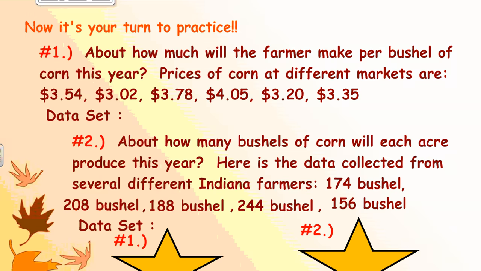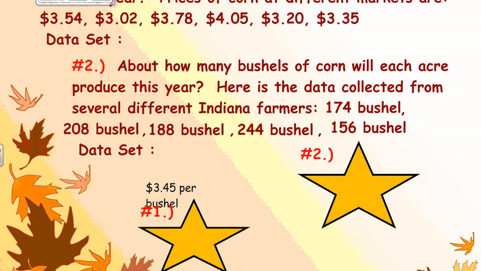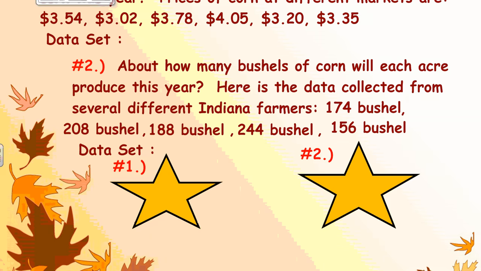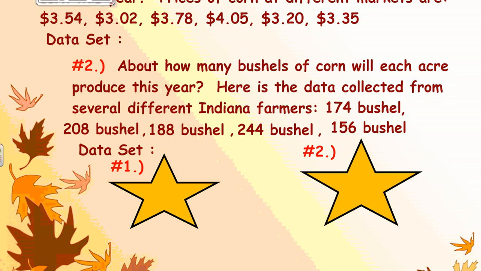Pause the screen. All right, you ready to look over the answers? For number 1, did you get $3.45 per bushel? If you did, you're right on target. And number 2, if you got 188 bushels, that's right, you had to find that kind of average between the two middle numbers. Excellent work.